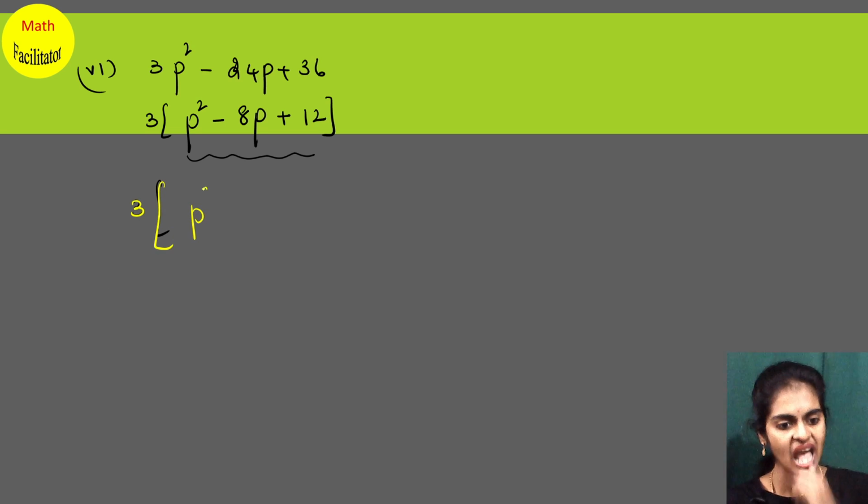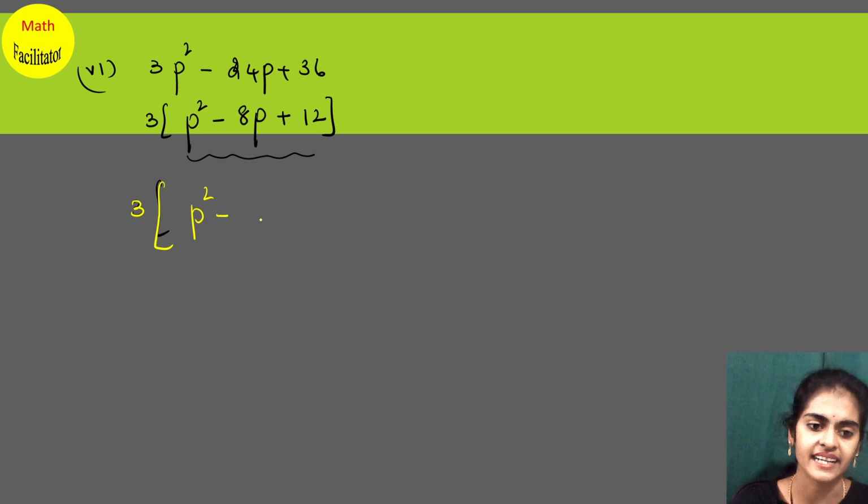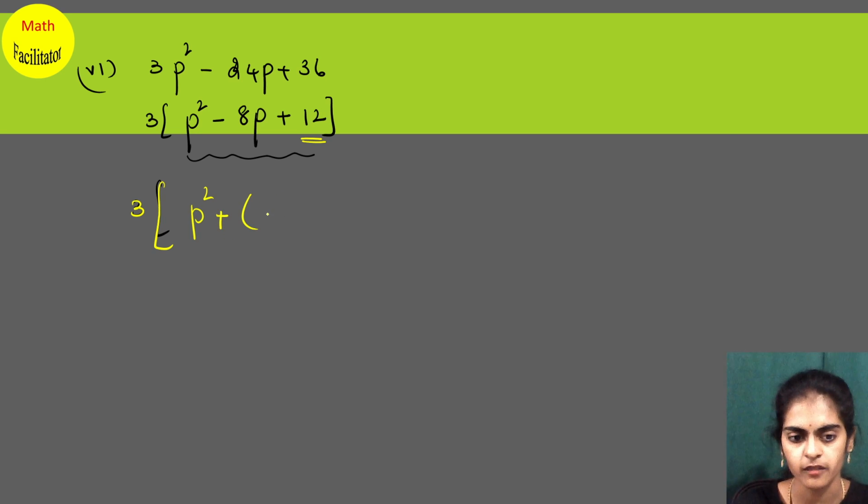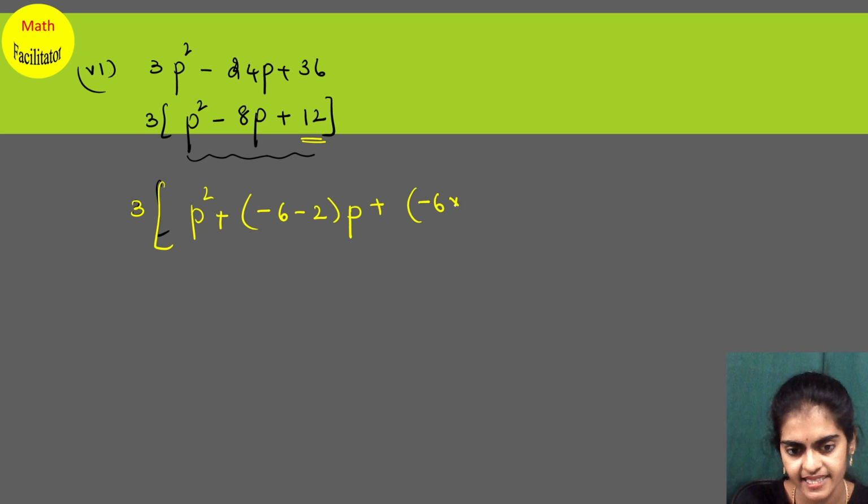Now this is again of which form? See, I can write this as 3 into p square minus 8p. 12 you can write as 6 2s are 12. So can I write it here, instead of this, I'll just take a plus here. Okay, I'm writing minus 6 minus 2p, plus I can write as minus 6 into minus 2.